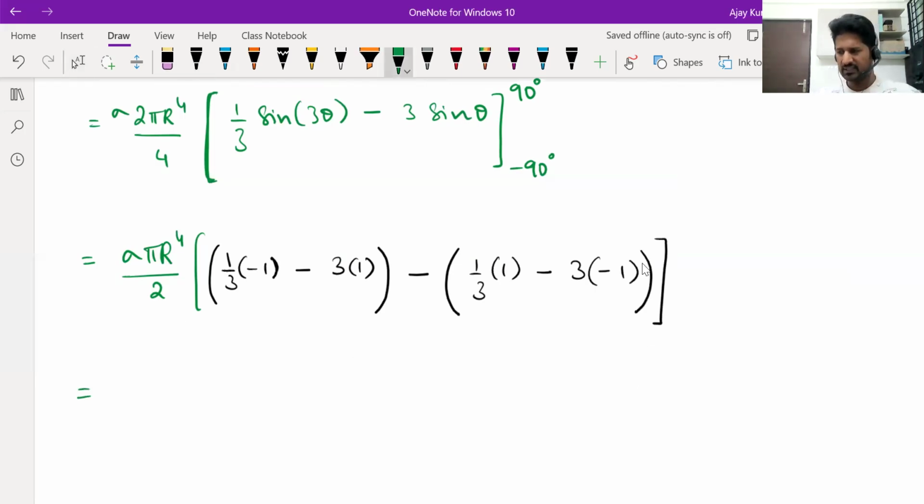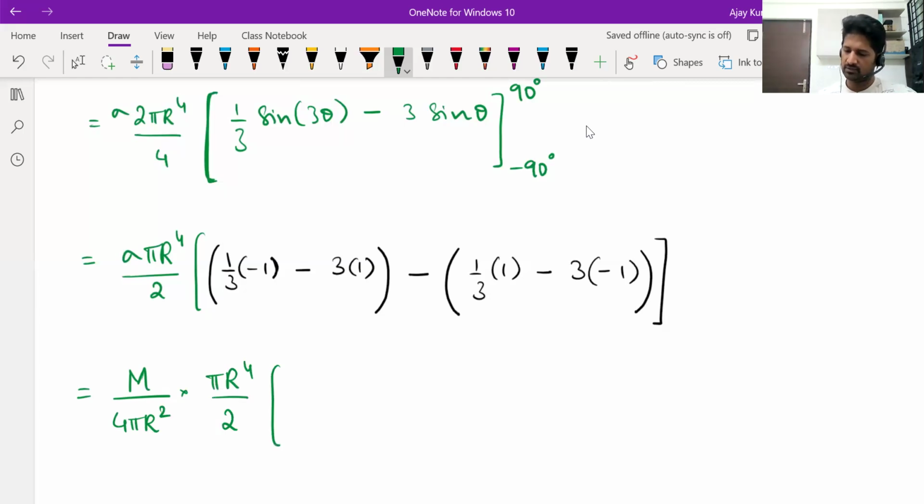So this becomes sigma. Sigma for the hollow sphere. What is the total surface area of a hollow sphere? Area of a sphere. Okay, 4 pi r square. So total mass divided by total surface area, that is the sigma for this system. Into pi r power 4 divided by 2. Into, let's simplify this.